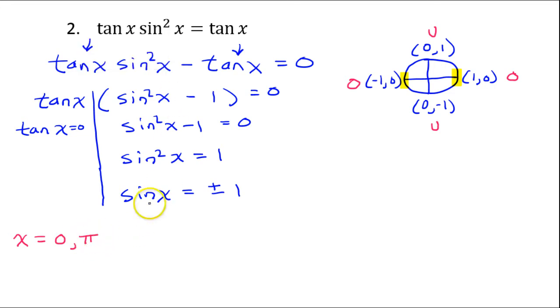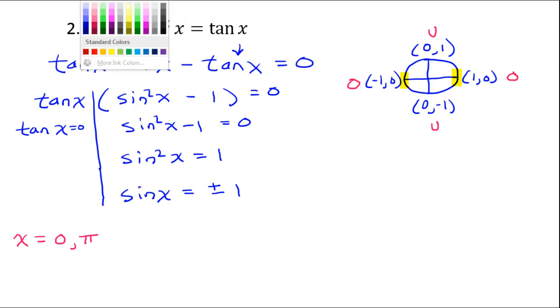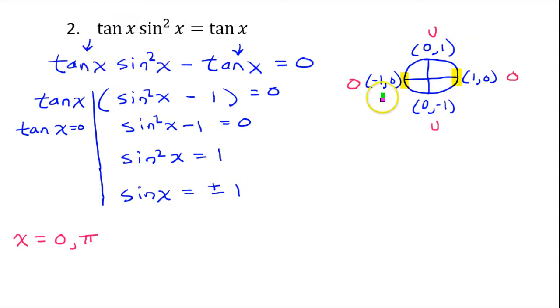Now, where is sine equal to 1 or negative 1? Let me just change colors a little bit, because we're also talking about quadrantal angles again. Sine is a y value, so we're asking where is the y value equal to 1 or negative 1? Okay, well that's 0, there's 1, that's 0, there's negative 1. So the y value is equal to 1 or negative 1 here and here.